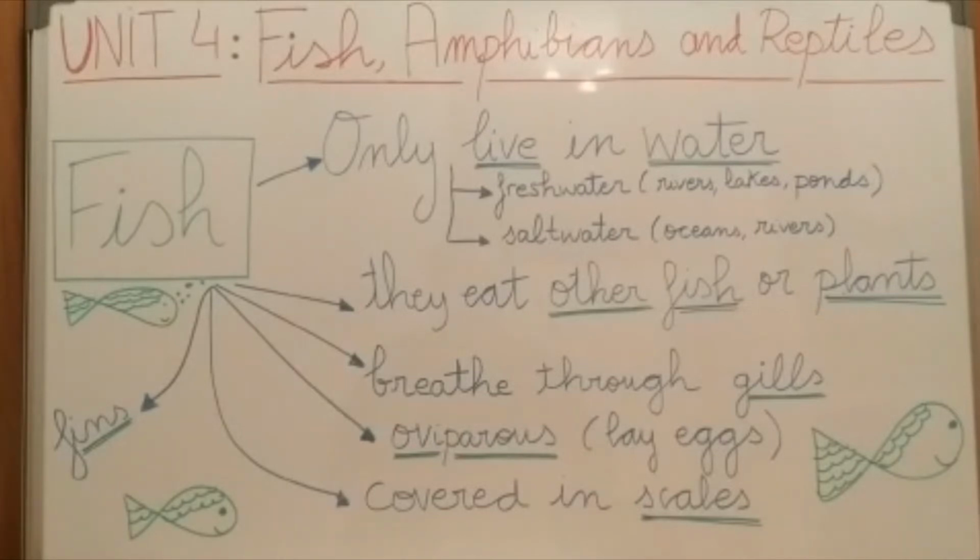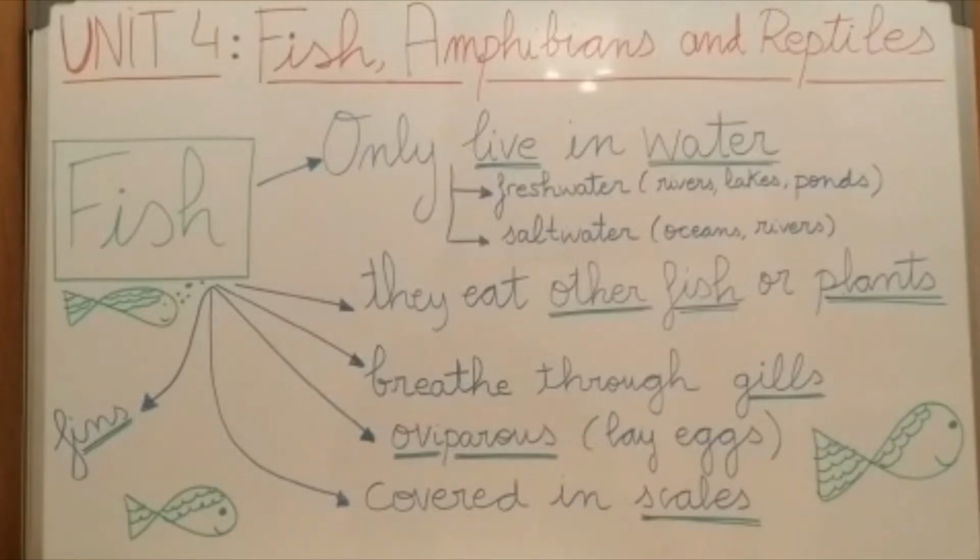All the fishes can live in fresh water, agua dulce, like for example in rivers, lakes or ponds, or also fishes can live in salt water, like for example oceans. You have to make the difference between fresh water and salt water. And it's also really important for you to know which fishes live in fresh water and which ones live in salt water.